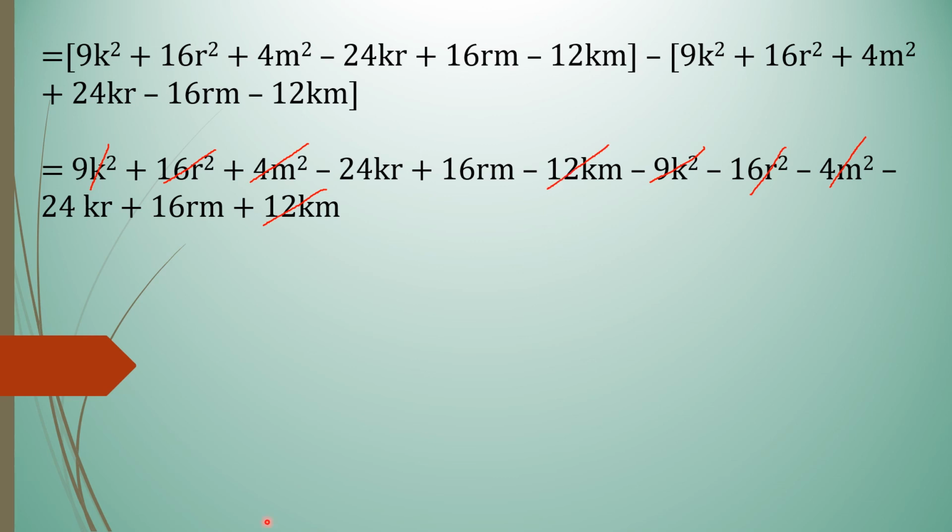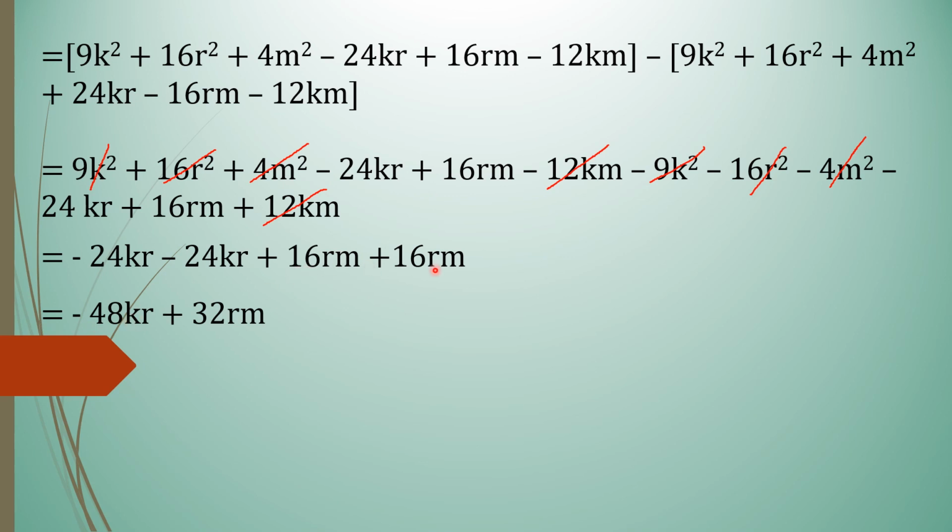Now students, our next step is to bring the terms together. Now you see here, like terms together we will write down. So minus 24kr and here also minus 24kr. See, I put the sign over here. So we'll write down minus 24kr minus 24kr and 16rm plus 16rm. So now we'll do addition of these numbers with like terms. So minus 24kr minus 24kr will become minus 48kr, and plus 16rm plus 16rm will become plus 32rm. So this is the answer for the question.